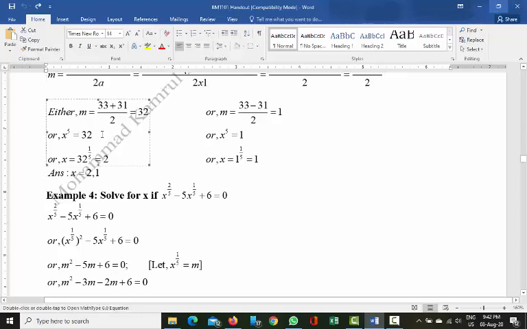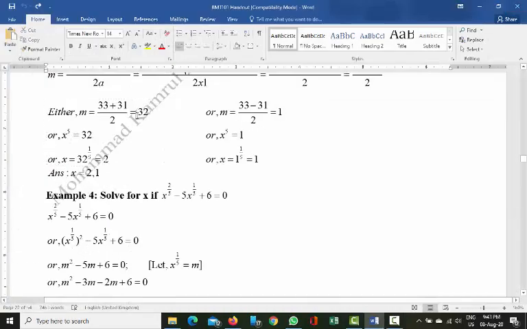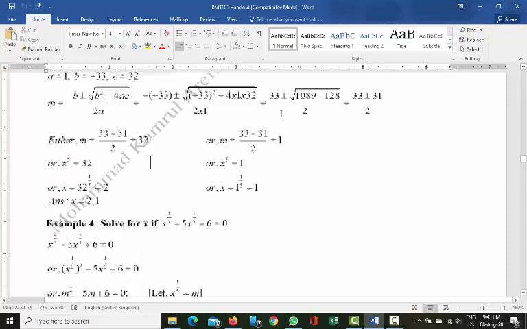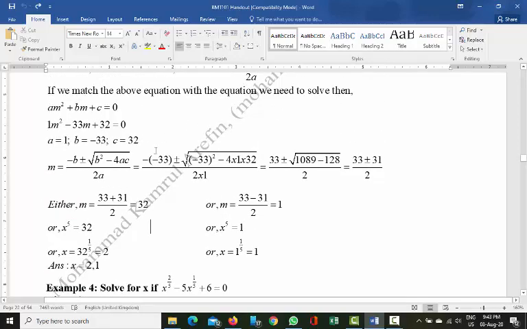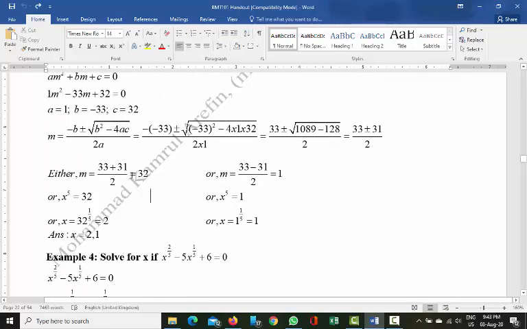Right. So now we can see that we will get two values of m. The first value of m is equal to 32 and the second value of m is 1. If you solve this equation, m square minus 33m plus 32 is equal to 0, you will get two values of m. First value of m is 32, second value of m is 1.